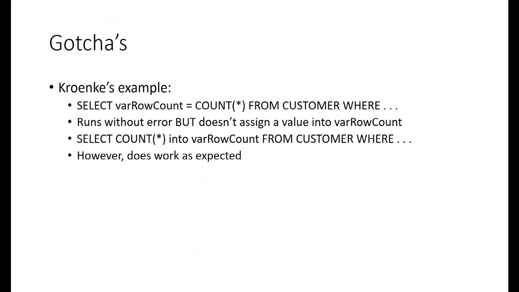So there are some gotchas with this stuff. Surprise. These are some things that I saw in Cronky, which when I tried them, they didn't work right. And I just thought I'd mention them to you in the hopes that this will save you some trouble. So he has an example where he's trying to set a variable. He's got a select. He's trying to set a variable to the count from the customer table where, and this is a very interesting select statement. It runs without an error, but it doesn't assign a value into the variable. The variable has a 0 in it, no matter what you do.